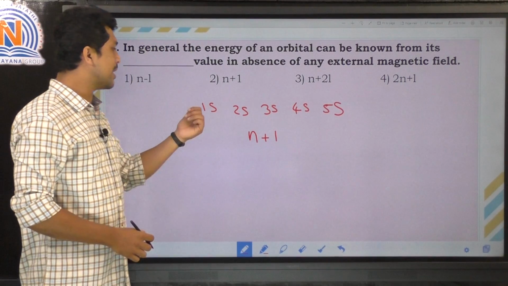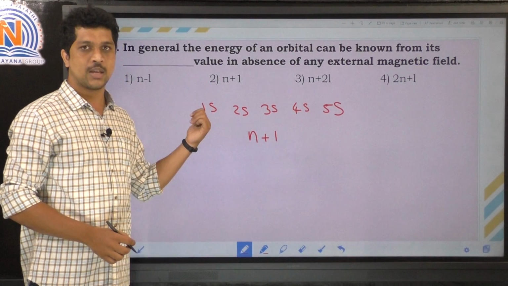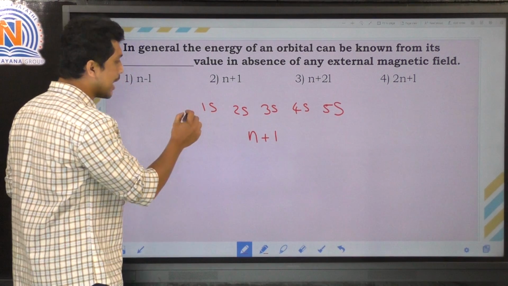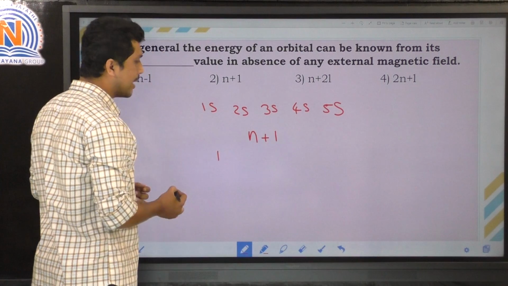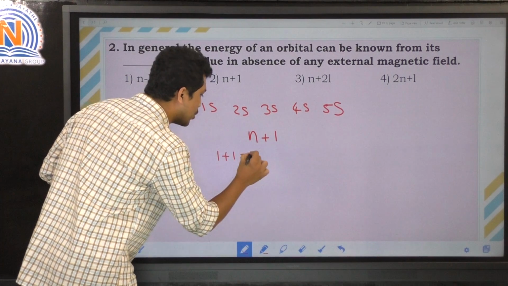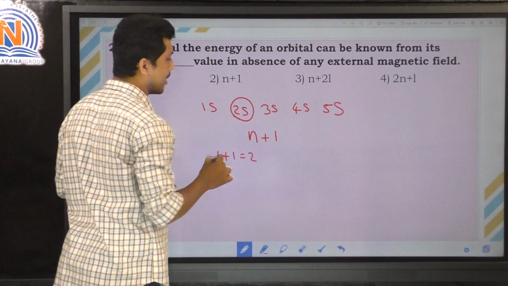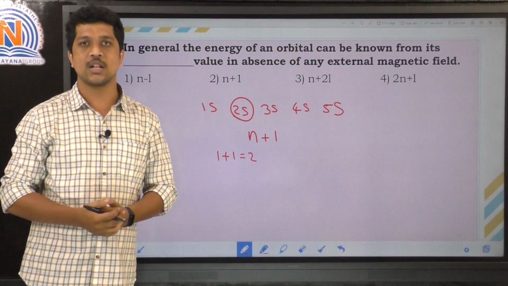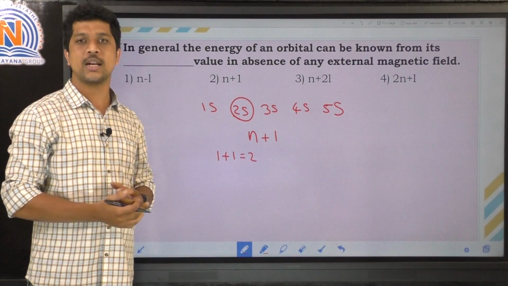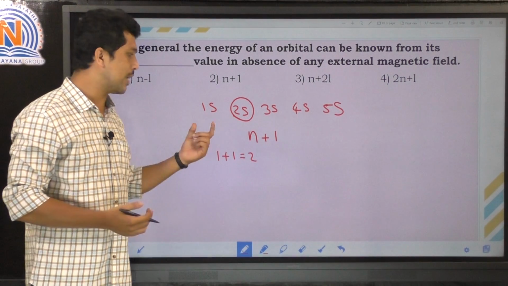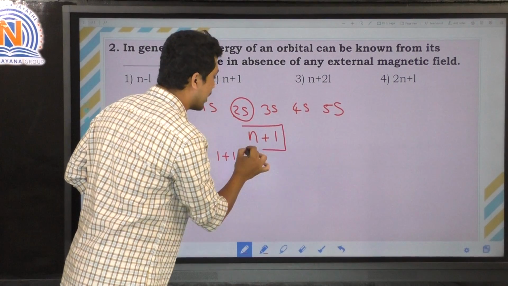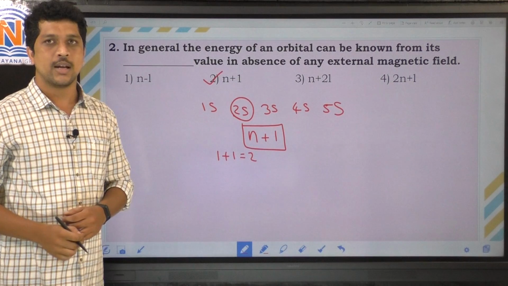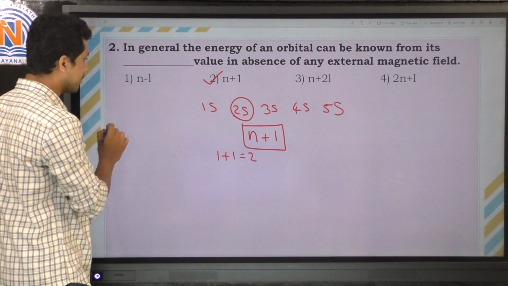For example, see here, this one is the 1s orbital. The 2s orbital has more energy than the 1s orbital. For 1s orbital, n is 1 and l is 0, so n plus l is 1. For 2s, n plus l is 2. So if the n plus l value increases, the orbital energy also increases. So the orbital energy can be defined by the formula n plus l. So the correct answer is the second option. Let's move on to the next question.